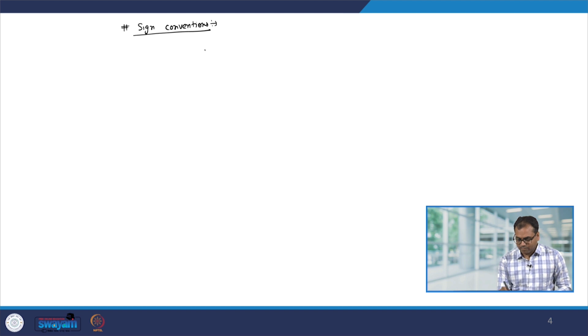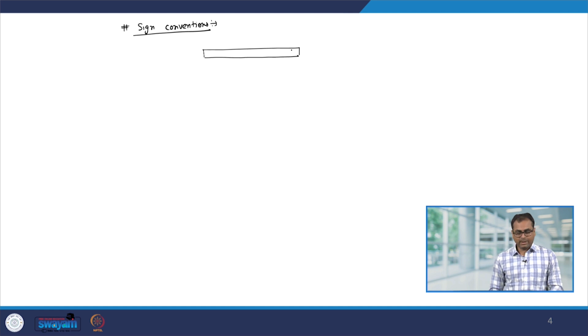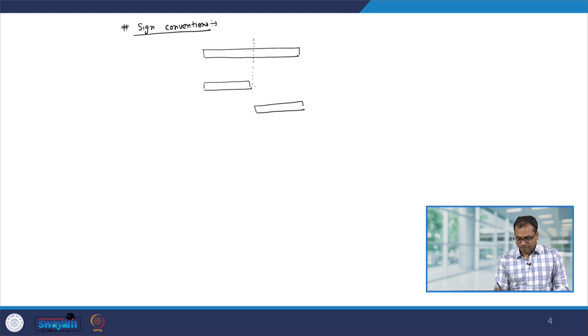So, suppose I have a bar, and on this bar you want to calculate the bending moment and the shear force. So, what we do is we think of as if we cut this bar into two parts. So, let us say I cut this bar at this point. Now, on the left hand side of the bar, let us think that the shear force is acting downwards. So, this V is like this and the moment is in this direction.